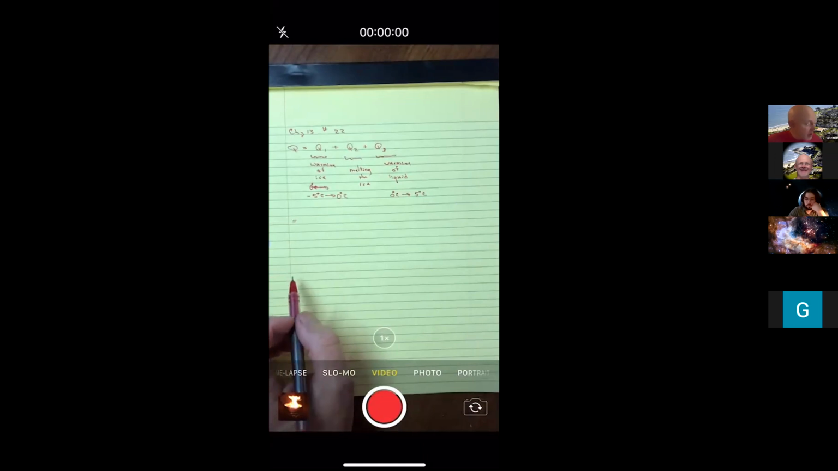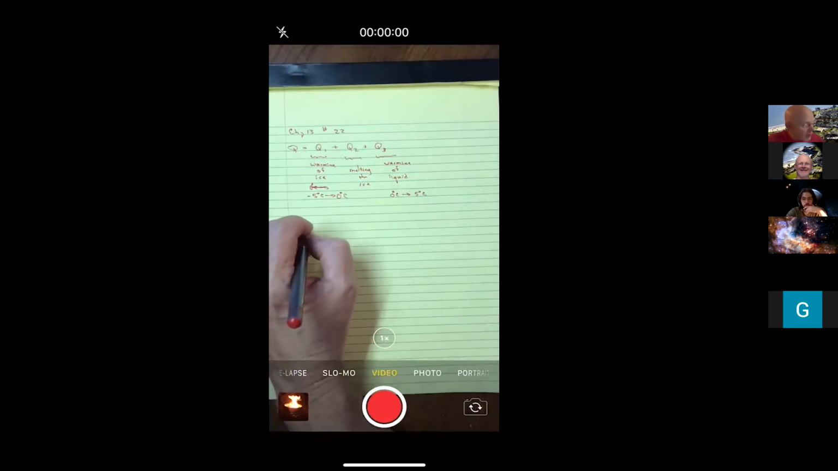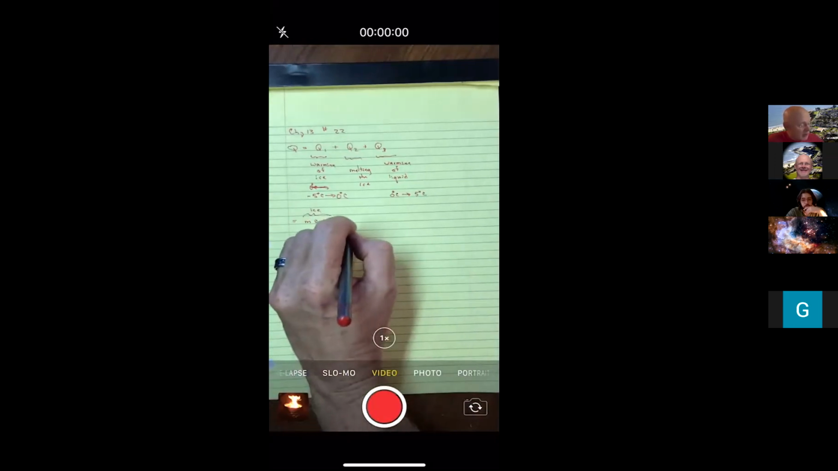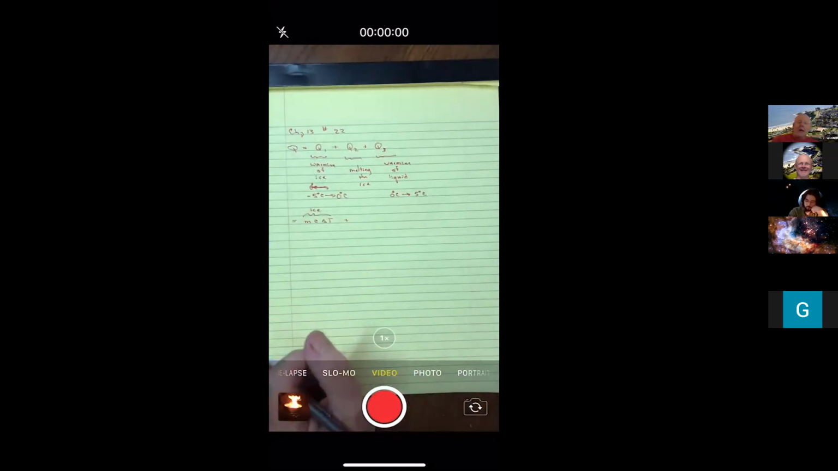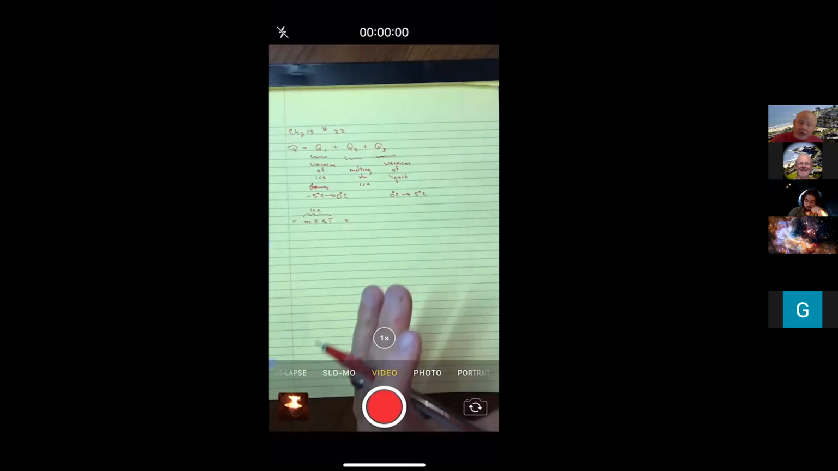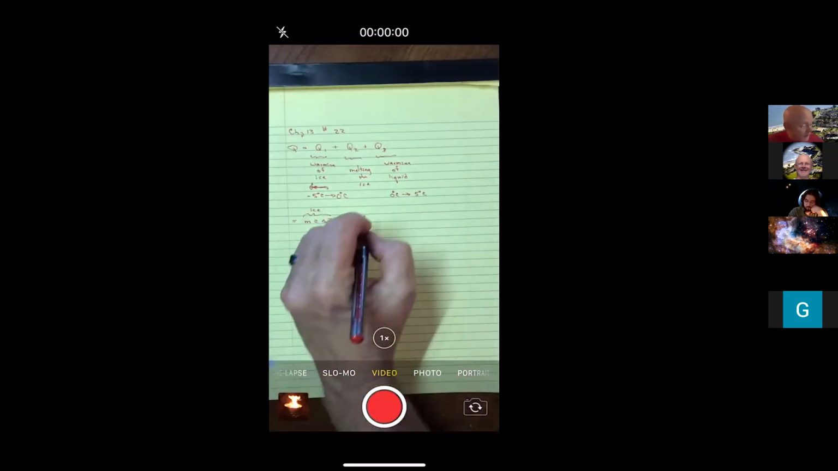So why don't I start with the ice one first? I will then write MC delta T and maybe over the top of it put ice, because we always use that same equation, MC delta T. That's the equation that gives us how much energy when we're changing its temperature.